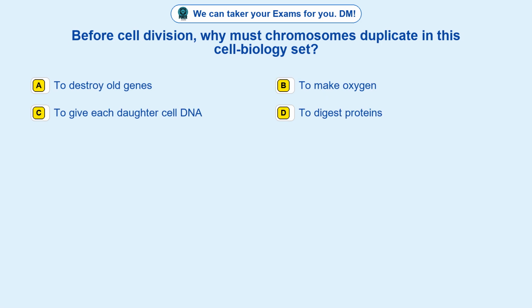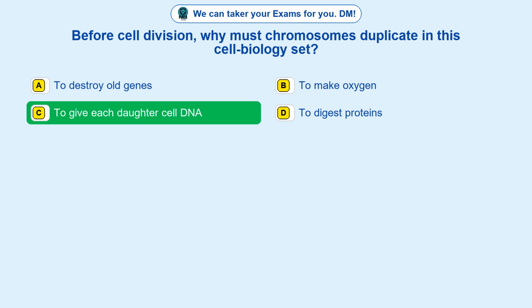Question 4. Before cell division, why must chromosomes duplicate in this cell biology set? Option A, to destroy old genes. Option B, to make oxygen. Option C, to give each daughter cell DNA. Option D, to digest proteins. The correct answer is option C, to give each daughter cell DNA.